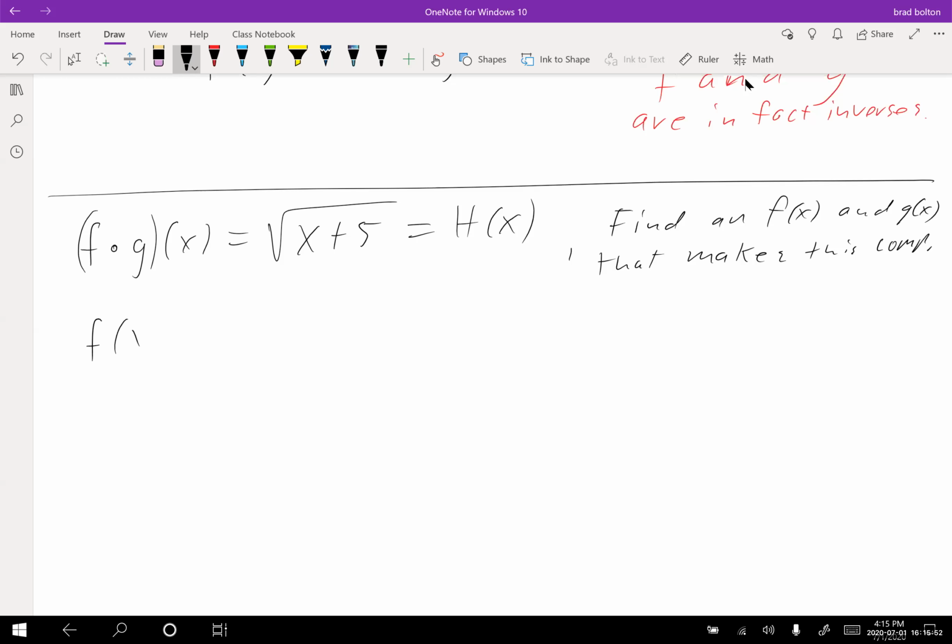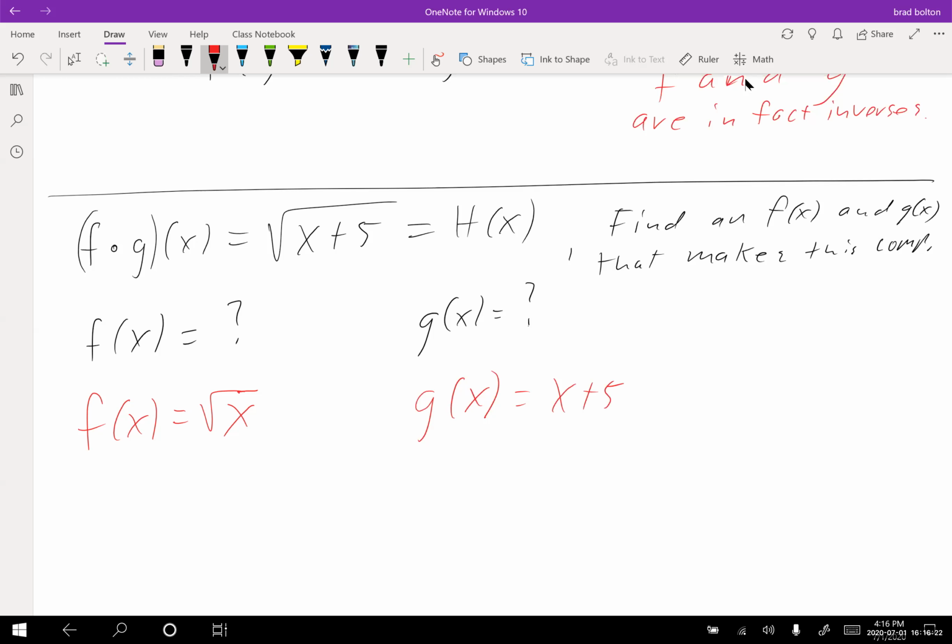Okay, so that means I need to find an f of x and I need to find a g of x, right? So remember, you're going to take g of x and plug it into f of x, okay? So you have to think in your mind, what's the outer function? So to me, the outer function is f of x equals square root of x. So somebody took something and plugged it into the square root function. What did they plug into the square root function? Well, they plugged in an x plus 5, okay?